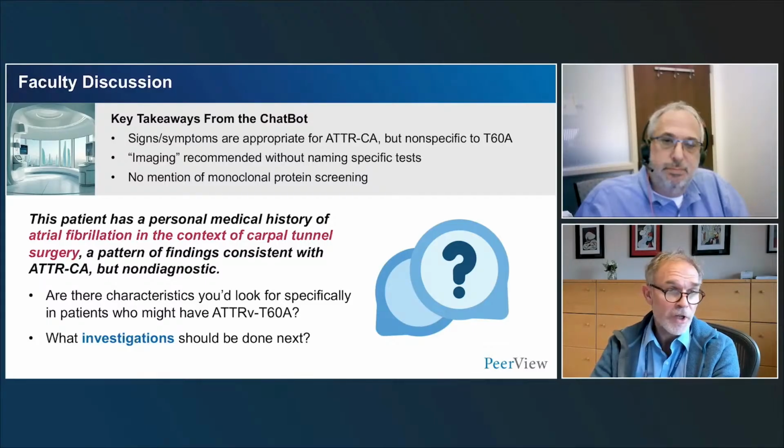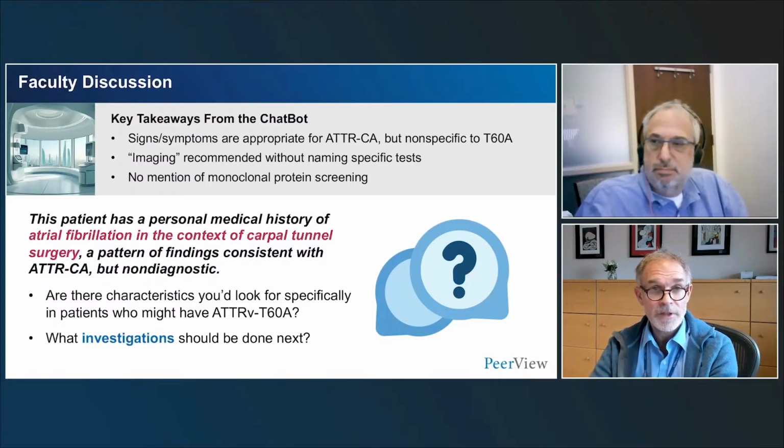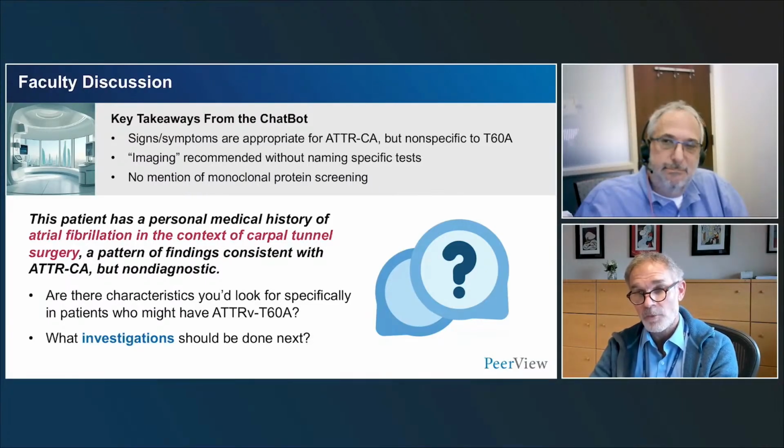But on the whole, I totally agree with you. It's produced a list which is reasonable but non-diagnostic. I think, as you highlighted beautifully, the no mention of monoclonal protein screening is a real concern, because one can imagine that if one was making the diagnosis on the basis of the chatbot, it would suggest a few scans and nothing more. So I agree with what you said.